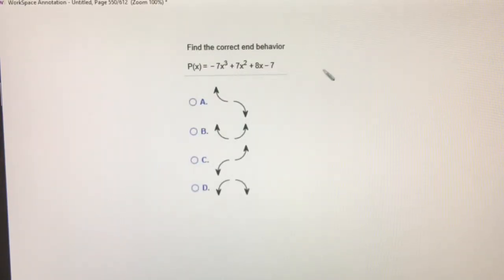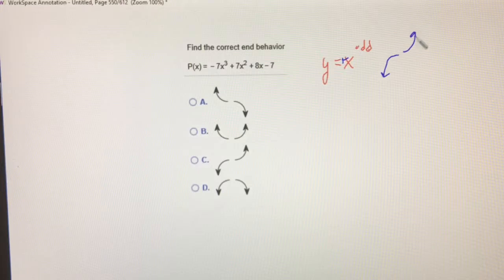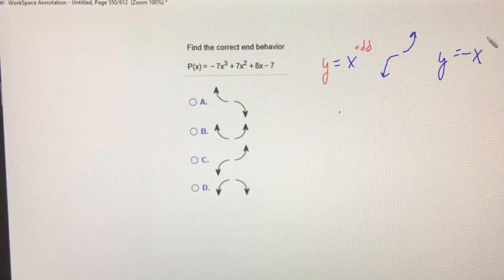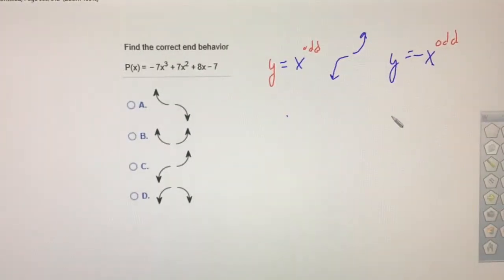And for end behavior, a quick note to know: if it's y equals x to the odd with a positive number out front, it's going to be down on the left and up on the right. If it's y equals a negative x to the odd, well, that's going to be a horse of a different color. What's going to happen in that situation is it's going to switch. It's going to reflect. It's going to be up on the left and down on the right. And let's see, this is negative x to the odd, so it's going to be up on the left and down on the right. So that would be choice A.